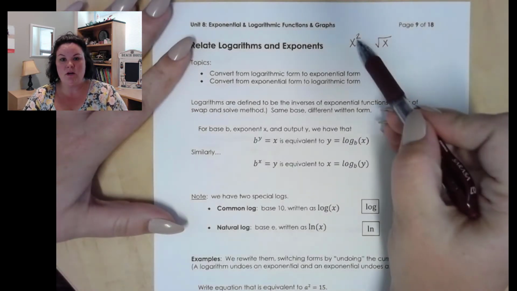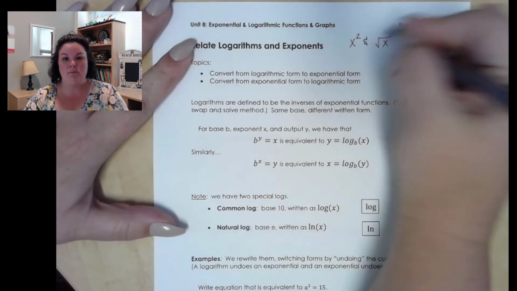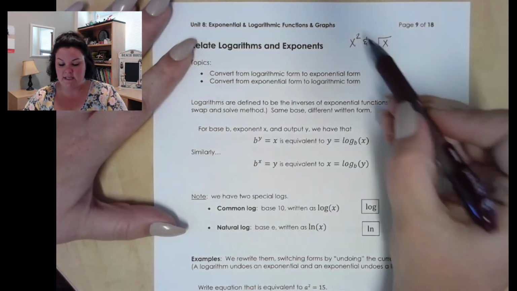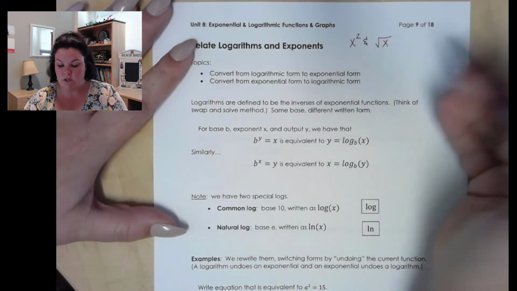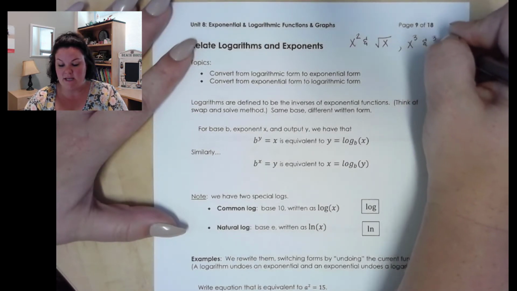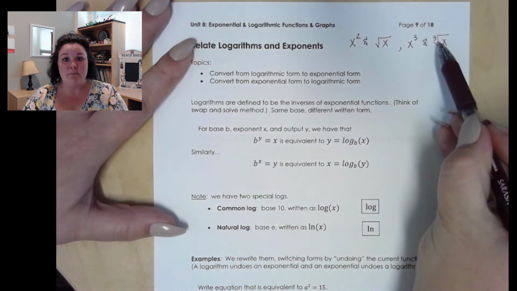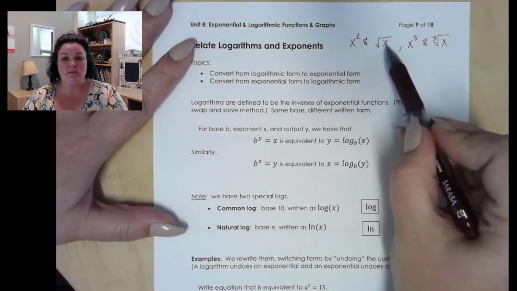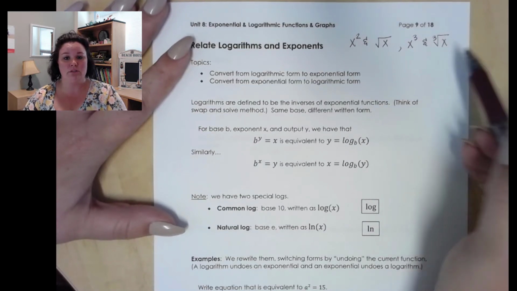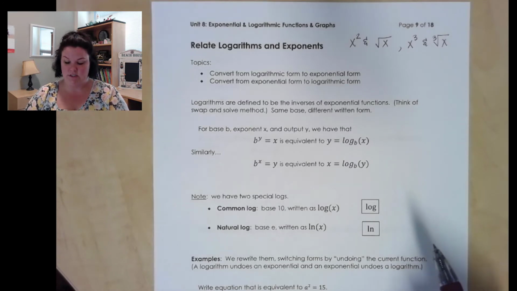Notice just like with a square and a square root, they need to have the same power, the same index. If this is a square, then we have to use a square root. Or if we had something like x cubed, we could use a cube root. So the power and the index have to match with squares and square roots, cubes and cube roots. The same thing is true with logarithmic functions and exponential functions.